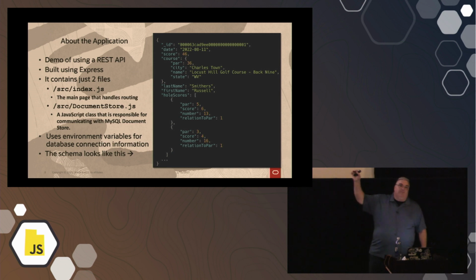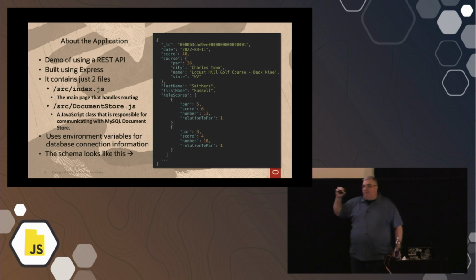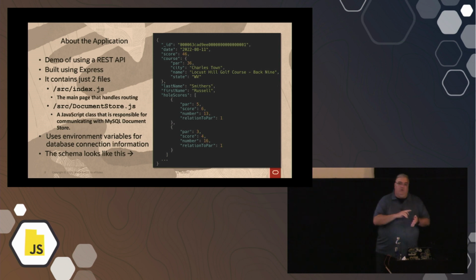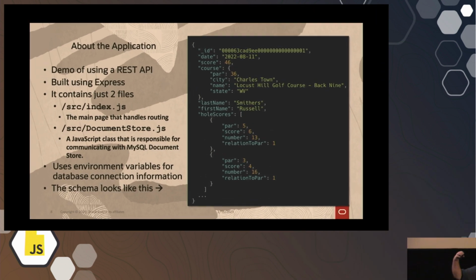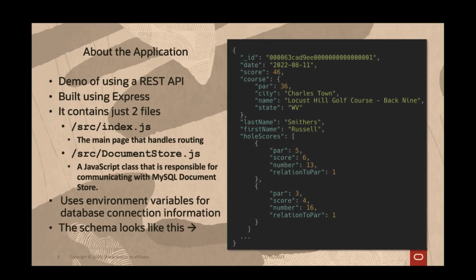And each document in our store is a round of golf that somebody played. And that information includes their name, the date, what their score was, what the golf course was, and then their individual scores on each hole. So this property right here, hole scores, that's actually an array of objects that includes what the golfer shot on any particular hole on that particular round.